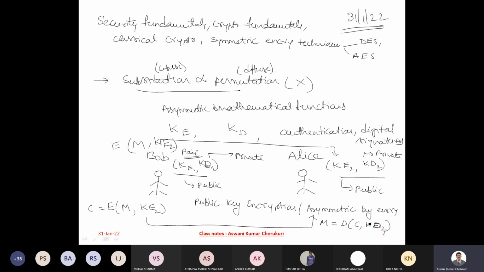Can anyone else decrypt the message? Certainly not. The reason is, anybody who wants to perform decryption needs the private key of Alice. The message is encrypted with the public key of Alice, and hence to perform decryption we need the private key of Alice. Now who will have the private key of Alice? Only Alice will have it, because it is private to her, and hence the message is confidential.